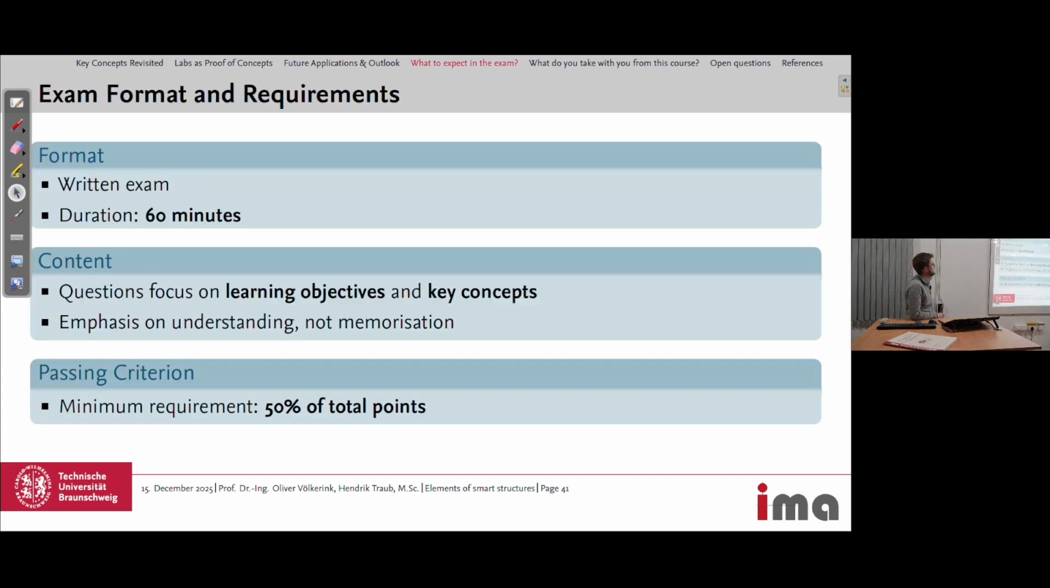So again, the slide on the exam we had in the beginning. The exam is tomorrow morning at 10:30 a.m. We will have a written exam, 60 minutes. The question focus is on the learning objectives and the key concepts. We try to emphasize understanding, not memorization, and you need 50% of total points to pass. And if you look carefully again through this presentation, you might find some hints about what could be questions in the exam.